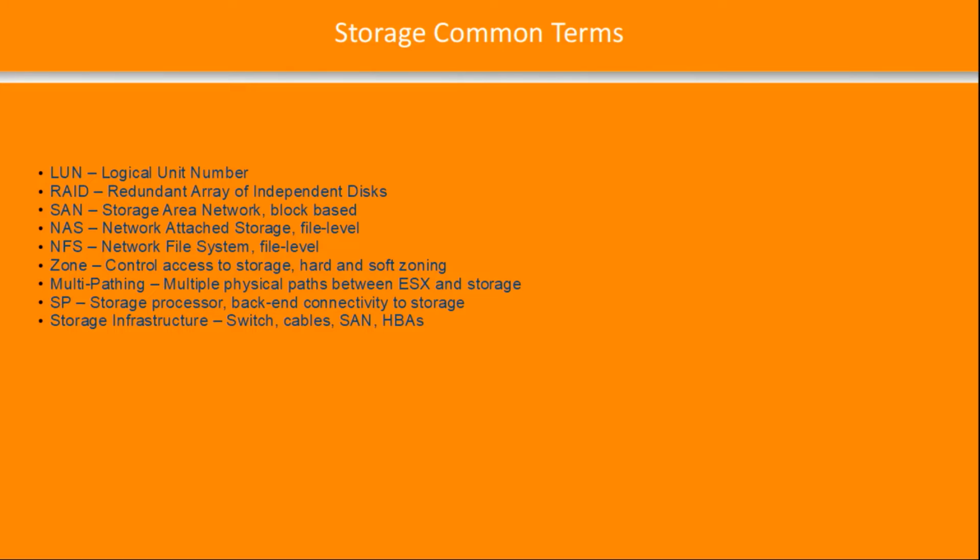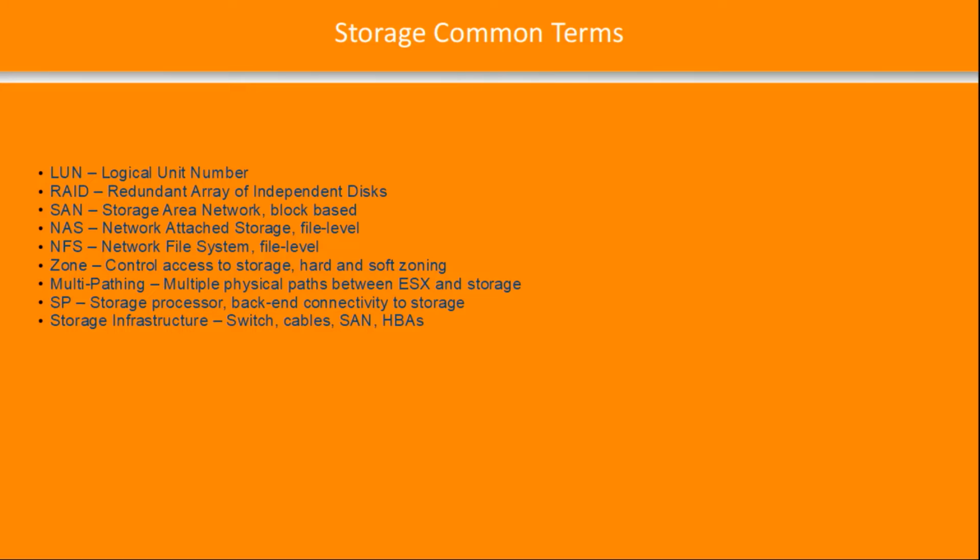SAN, or storage area network, is block based. Both Fiber Channel and iSCSI use this protocol. NAS, or network attached storage, is file level, and NFS, which is a special case of NAS, is a network file system and also available at file level.